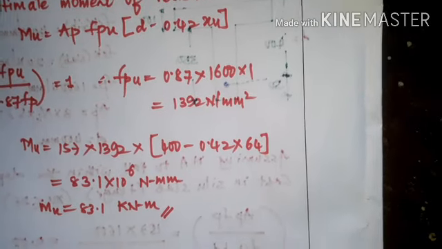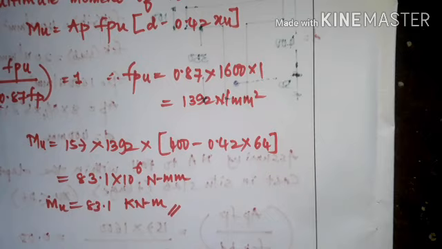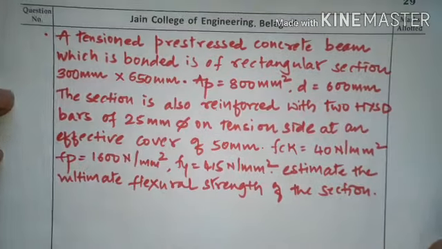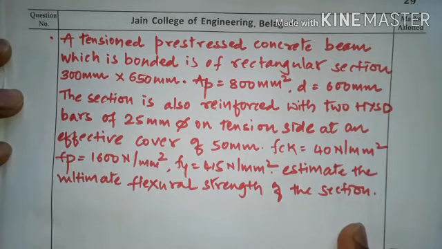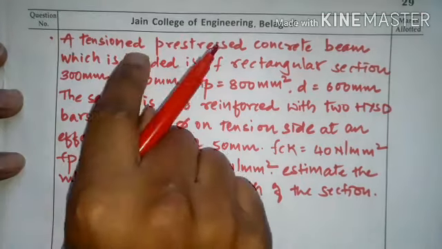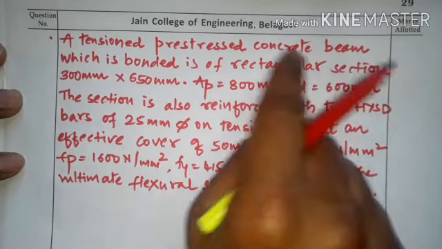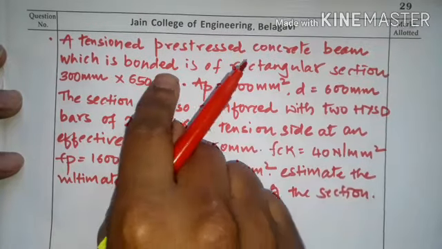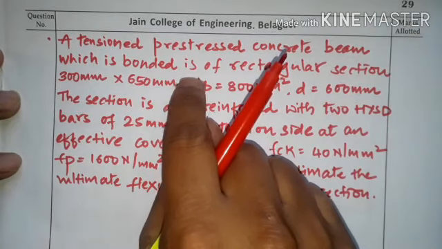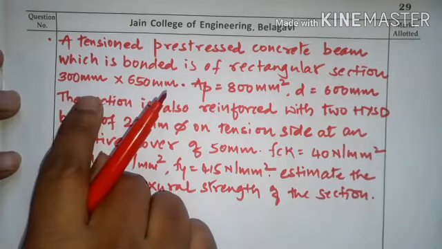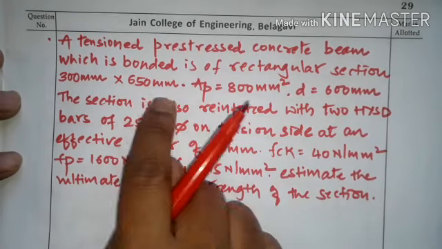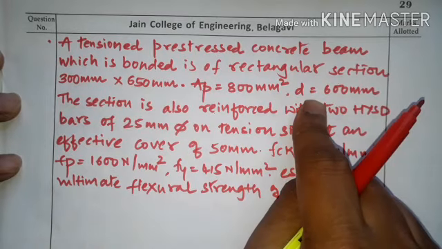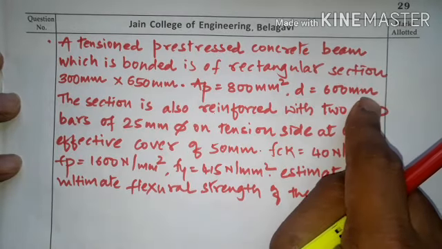So we will solve the next problem, again to calculate the flexural strength. So it's again the next problem. I'll just go through the statement. Okay. So a pre-tensioned pre-stressed concrete beam which is bonded, of rectangular section 300 mm by 650 mm. Area of pre-stress is given as 800 mm square and the effective depth is given as 600 mm.